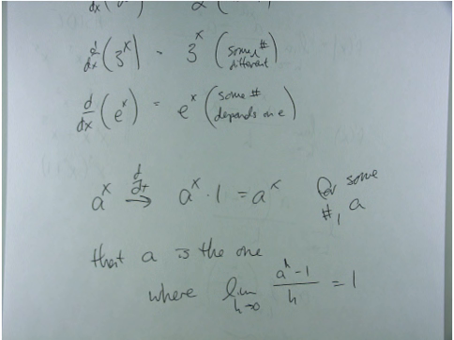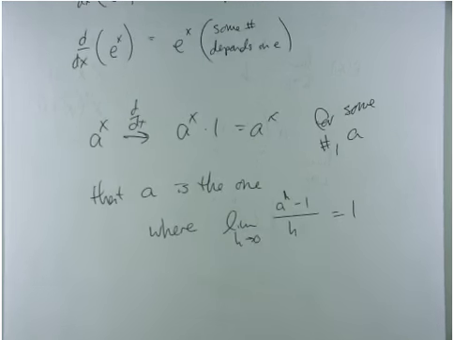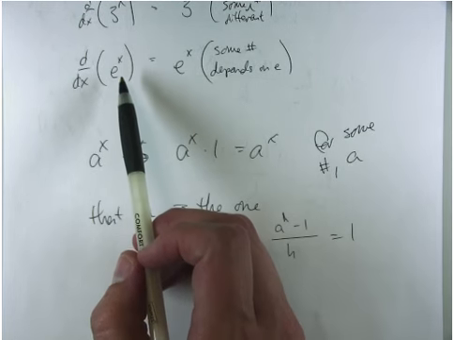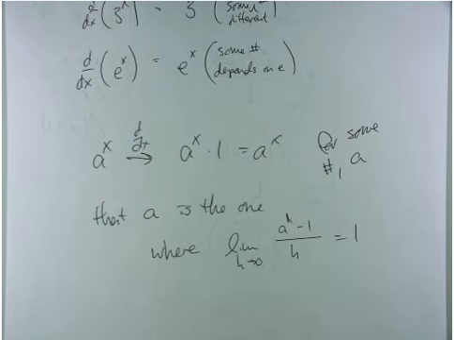Everyone just burning with curiosity right now? A little excited? There's some magic number out there for which this is true. It's kind of neat. I'm going to spoil it for you. e is that number. That's what's special about e. You may have been wondering for ages now what the hell is so special about 2.718, etc.